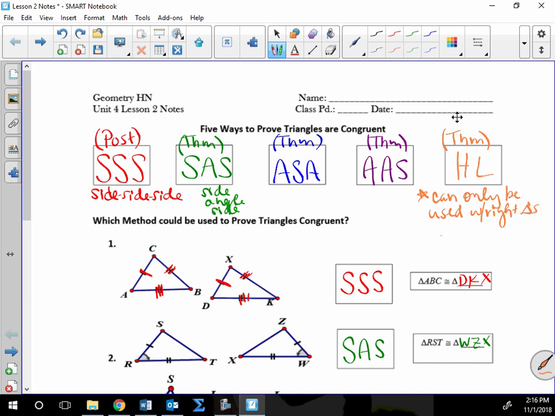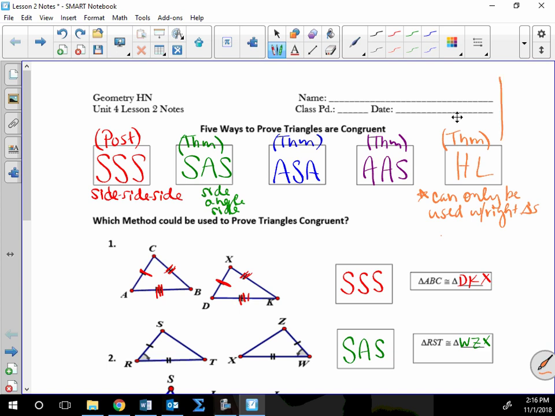So just because it's a right triangle doesn't mean you have to use that one. But if it is a right triangle, that's a possibility. If it's not a right triangle, we can't even consider this one. So thinking of what we know about right triangles, what do you think H and L stand for? Hypotenuse and leg. Very good.